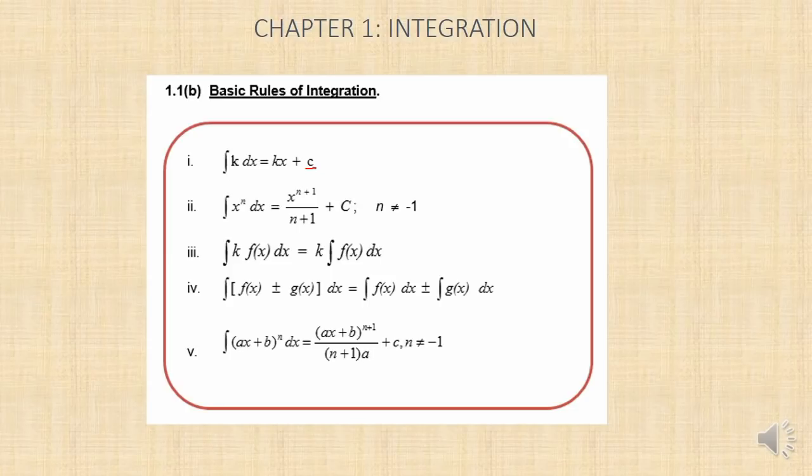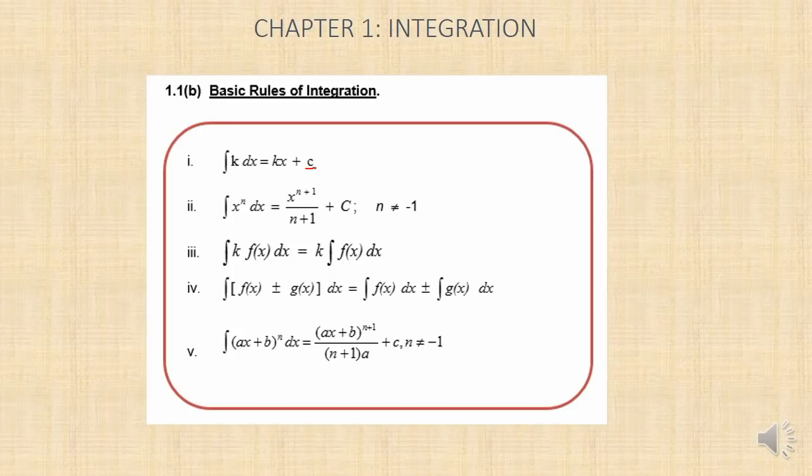And third, integrate constant k multiplied with a function fx. So we can put k in front and just integrate the function fx. Rule number 4. Integrate fx plus or minus another function gx. So we can separate two functions, which is we integrate them separately. Integrate fx plus or minus integrate function gx with respect to dx.